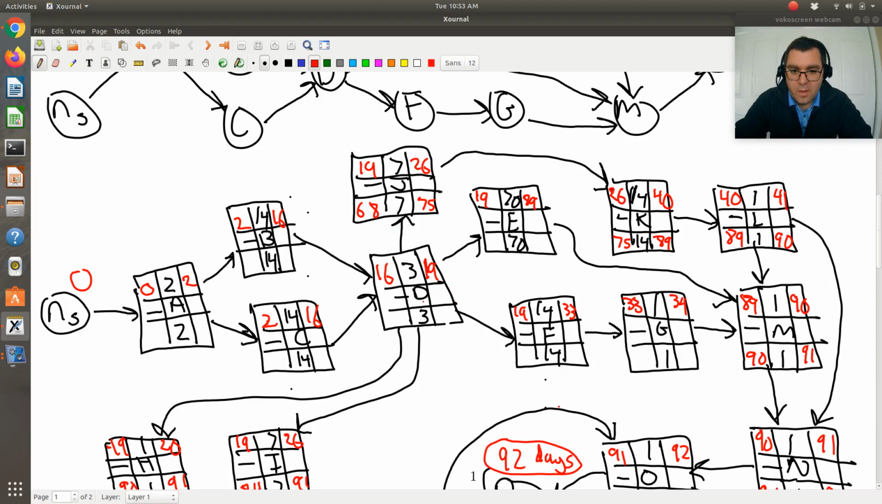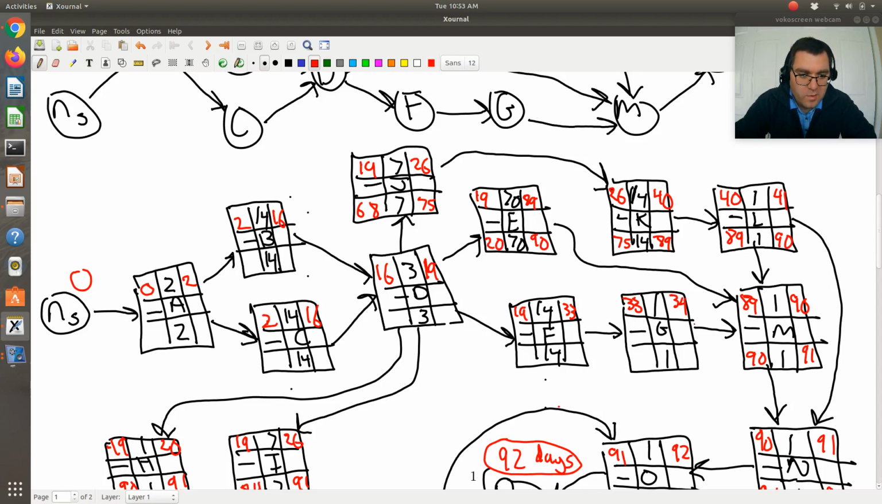D, I'm going to have to wait until I get everything else labeled, because D has a lot of connections. Alright, so E is just connected to M. So the latest possible finish date of E for M to begin on time is going to be 90. It has a duration of 70, so its latest possible starting time is 20.